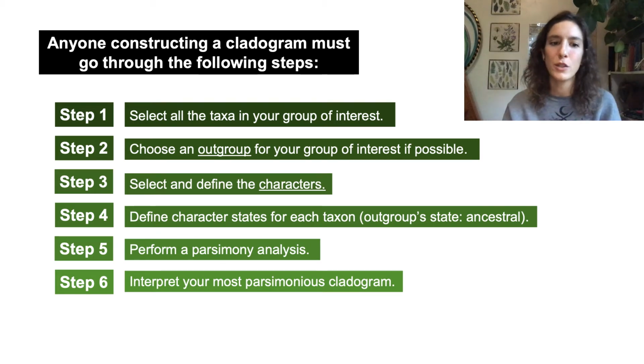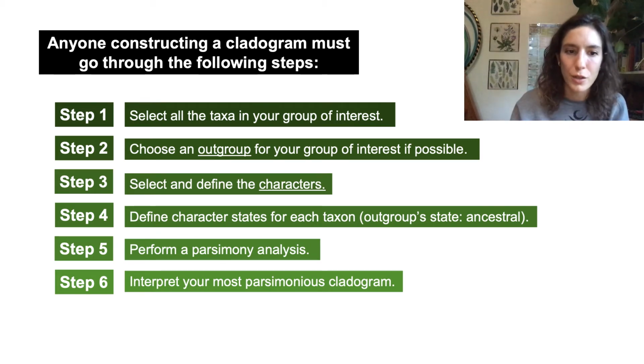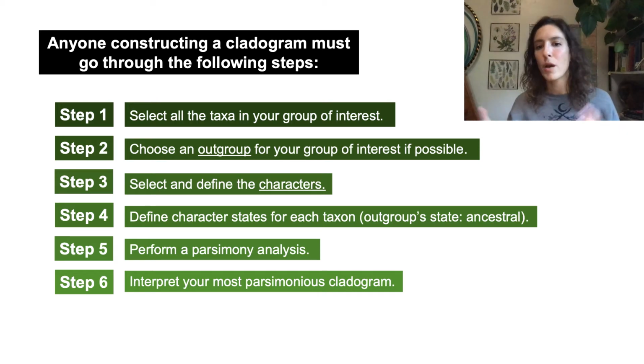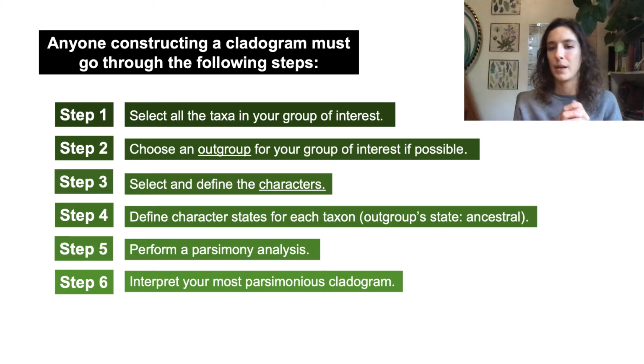So remember, we've got these 2 things. Notice I've got characters listed in step 3 and then character states listed in step 4. Well, characters are sort of the broader category, and then character states are the specific. So maybe an example would be a character is petal number, and the character state is 5 petals. Or the character is petal color, and the character state is yellow petals.